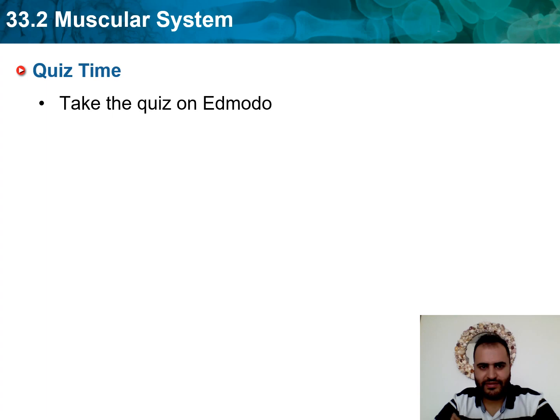Good luck, and this is the first session for week 9. The second session is going to be about the structure of the skeletal muscle and how muscles contract. And the third session is going to be about diseases in the muscular system.